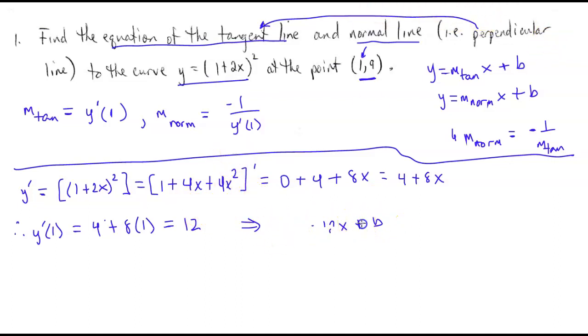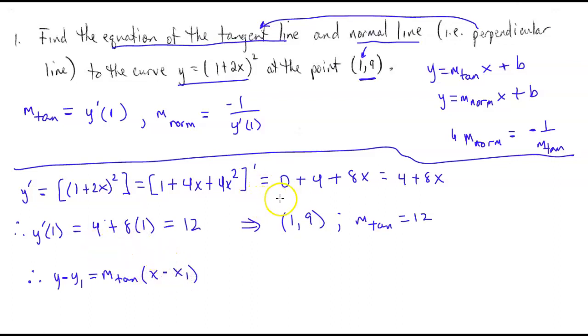So here, just to compile everything before we get into finding the normal line, we know that we have a point (1, 9), and the slope of that line would be 12. So here, to find the equation of that line, we have y minus y1 equals m tangent, or slope of tangent line, times (x minus x1). And of course here, this would be where our x1 and y1 would be. So this is y minus 9.